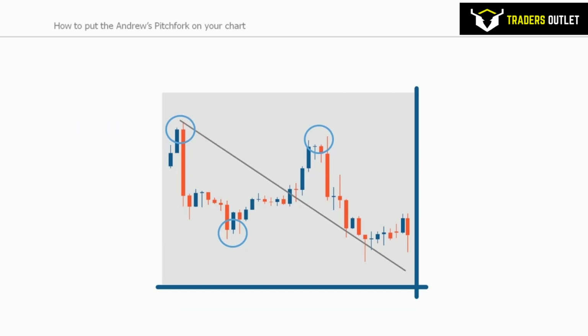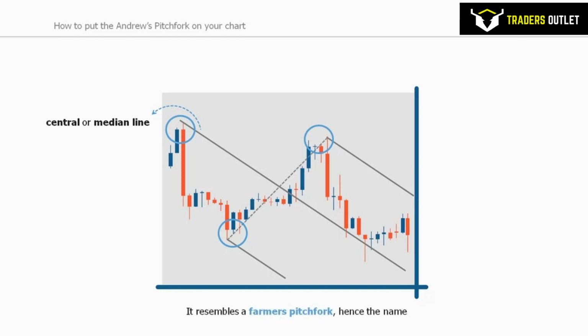Now, start by drawing a straight line from the first turning point through the middle of the outer 2 turning points. This is known as the central or median line. Once this line has been drawn, you want to draw 2 outer lines running parallel with this line. Start from the second and third turning points when drawing these lines. You can see that once the 3 lines are drawn on your chart, it resembles a farmer's pitchfork, hence the name.